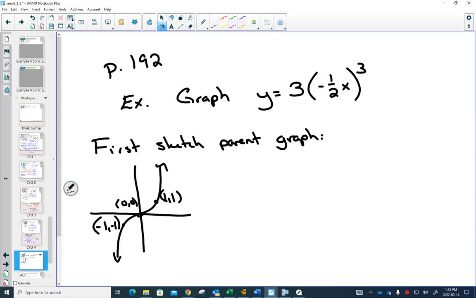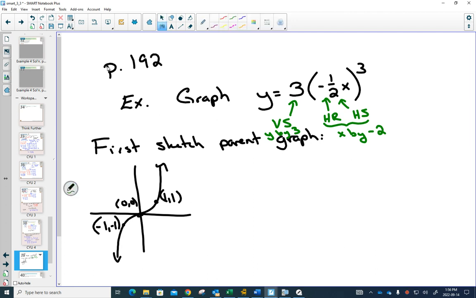Okay? Now we can go through the same steps that we went through when we were doing our other examples. What were those same steps? Well, I would probably label, is that 3 inside or outside the function? Outside. Vertical stretch, you're going to multiply your y values by 3. The negative, inside? Yes. Horizontal reflection. The half, inside? Yes. Horizontal stretch. These together, you're going to multiply your x values by a negative 2.